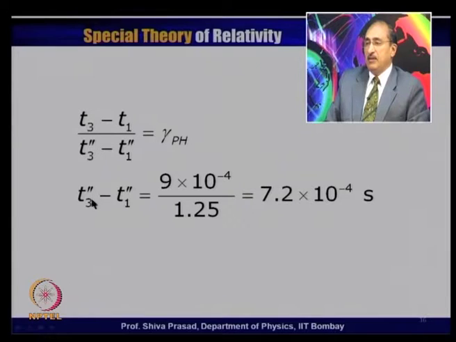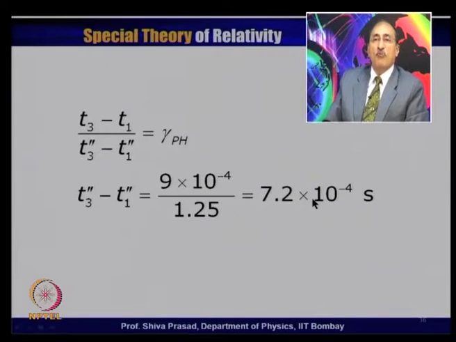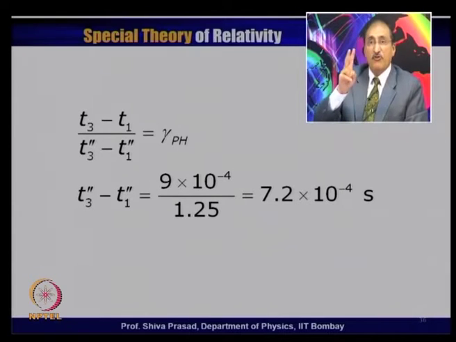So, this T3'' minus T1'', which is the time difference between event number 1 and event number 3 in the person's frame of reference, in the sick person's frame of reference, will be given by this time interval. If you calculate the time difference between event 1 and event 3, one was at -1, another was at 8. So, it becomes 9 times 10^-4 divided by gamma, which is equal to 7.2 times 10^-4 second. So, this is the proper time interval, and this is the time interval which will be measured in the sick person's frame of reference, which I am calling the P frame of reference.